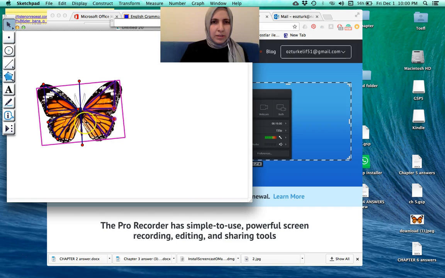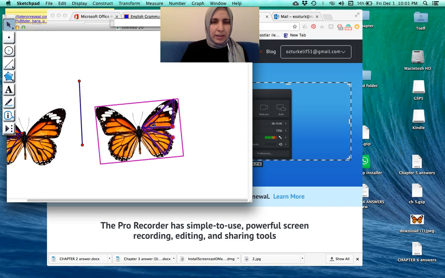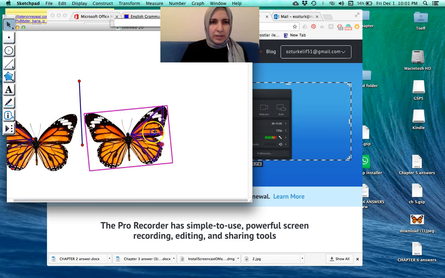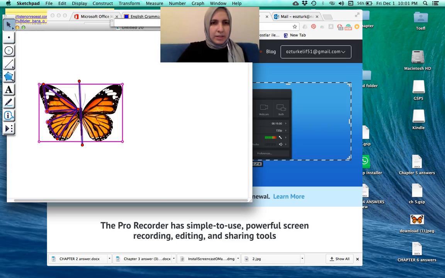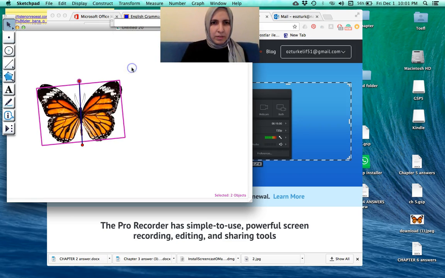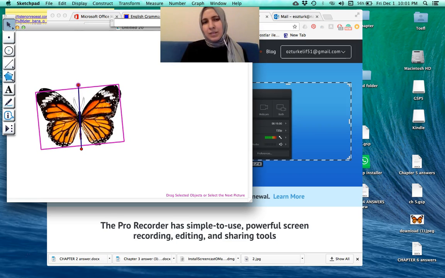Yes, as you see, it's a symmetry line, and I got the butterfly. Yay! There are 2 butterflies. What about this one? Just pick this as a mirror and then pick just this one, and reflect. There's another butterfly, as you see, but the first one was better.